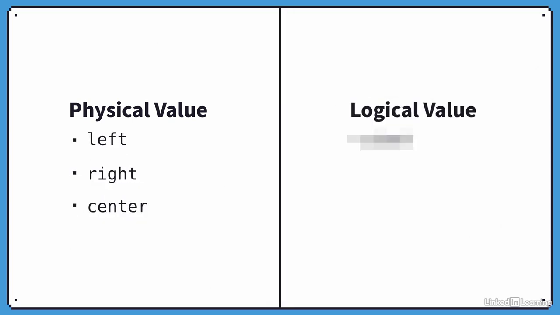Finally, text alignment has a few new values with logical properties as well. With physical properties, we often used text align left, right, or center. Those new values are now start, end, or center.